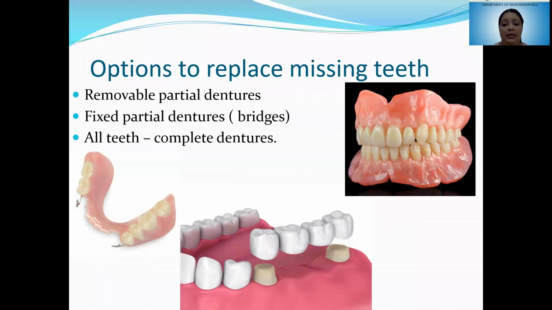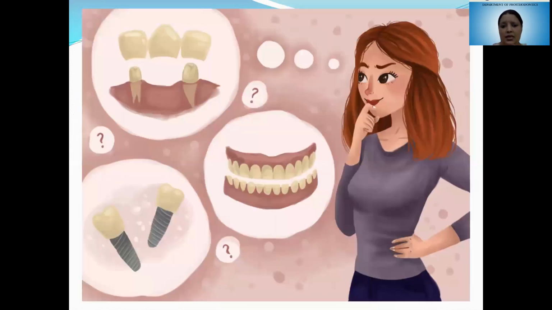There are many options available with us to replace missing teeth. When one or a few teeth are missing, they can be replaced using removable partial dentures, fixed partial dentures, and when all the teeth are missing, we can use complete dentures to replace these missing teeth. But are these the best options? You all know very well that implants are the latest option for replacing missing teeth.